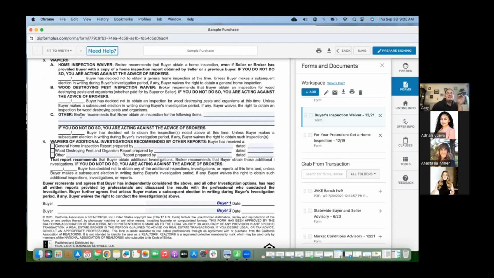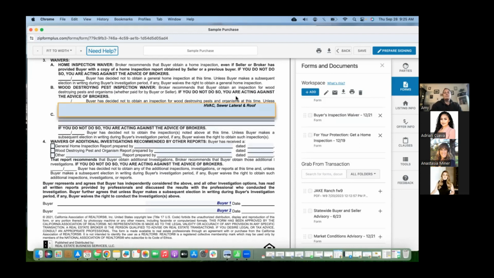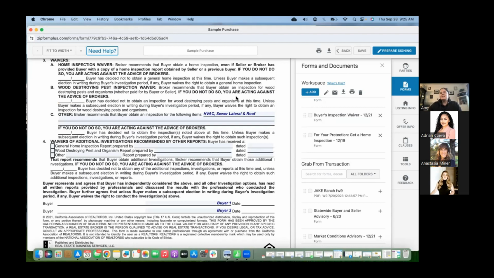And then C is broker recommends the buyer obtain an inspection for the following items. So broker recommends an inspection for the HVAC, sewer lateral, and roof, right? So I'm going to write that in there. You can even set that up in your templates, so it automatically always populates on here, and then we may need to tweak it or add things that we did recommend.